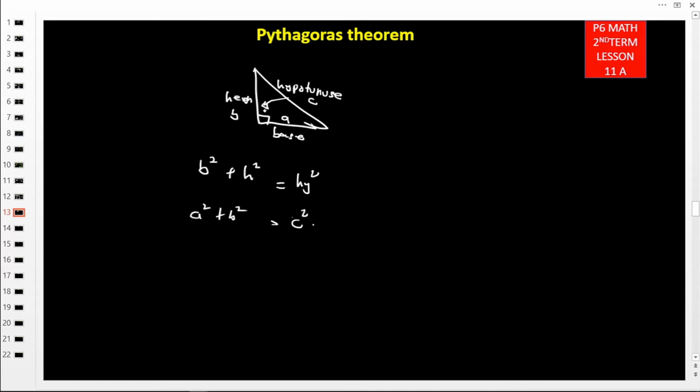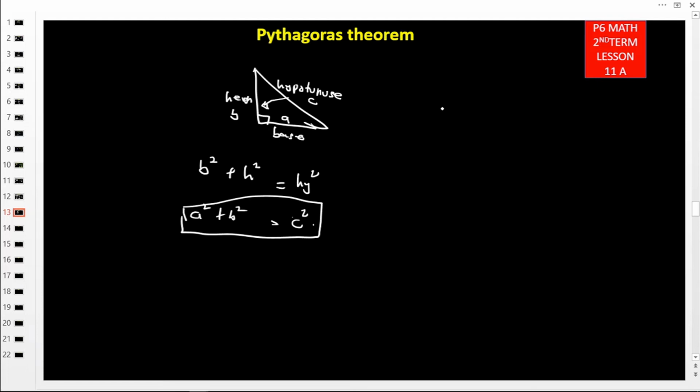So a, b, and c. So a squared plus b squared gives us c squared. Now this is what we are going to apply, and this is what we call the Pythagoras theorem. So we are going to use this one to get the missing side of a right angled triangle. Okay, let us get started.